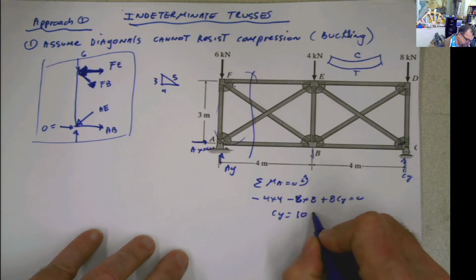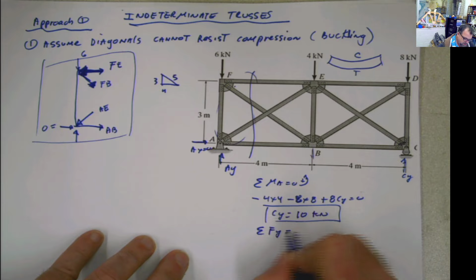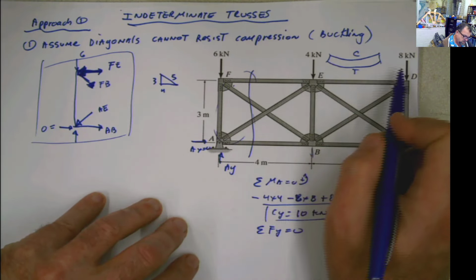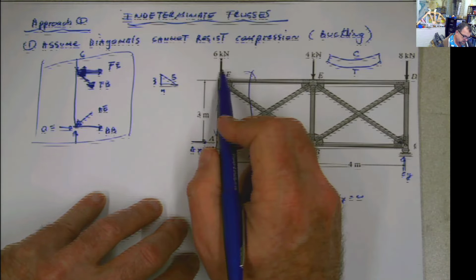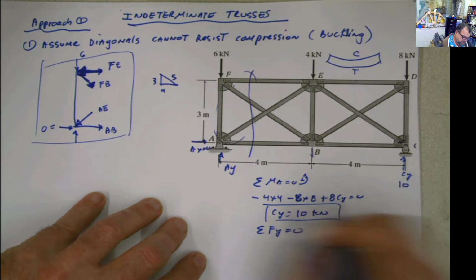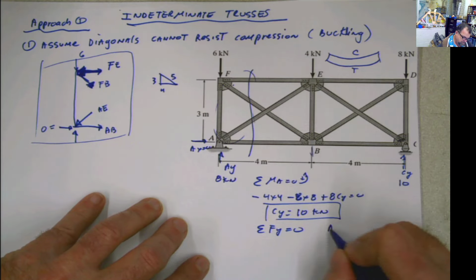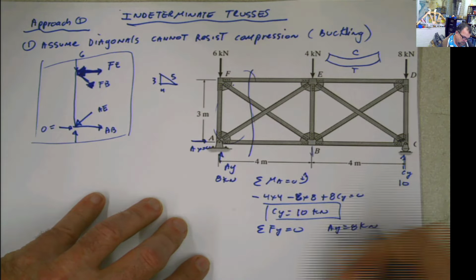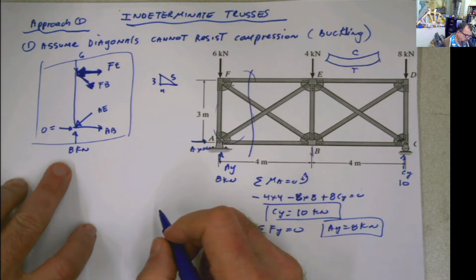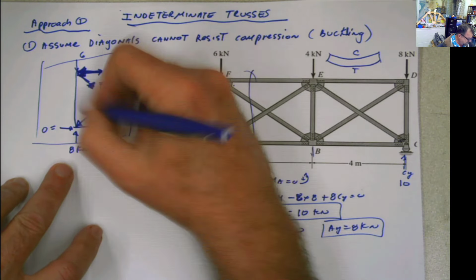So 10 kilonewton. And it is the summation of forces in Y equals 0. Then you have 4 plus 8, 12 plus 6, 18. 18 down, 10 up. That means that Ay has to be 8 kilonewton. Okay, now you put the 8 kilonewton here. And then the whole shear, that's the way they call it. This is the whole shear here.